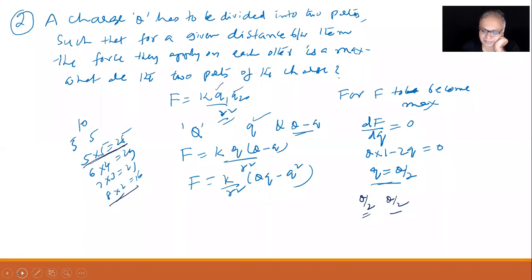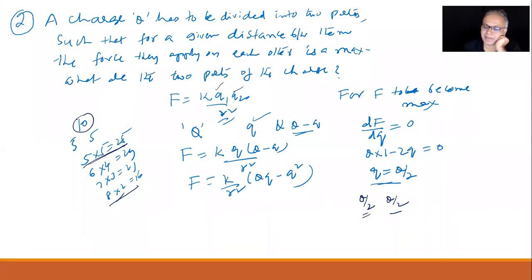Come on. Sir, here we can take 9 into 9 also, sir. Why should we take 9 into 9? I am dividing 10. How will you divide 10 into 9 and 9? Okay, sir. Sorry, sir.